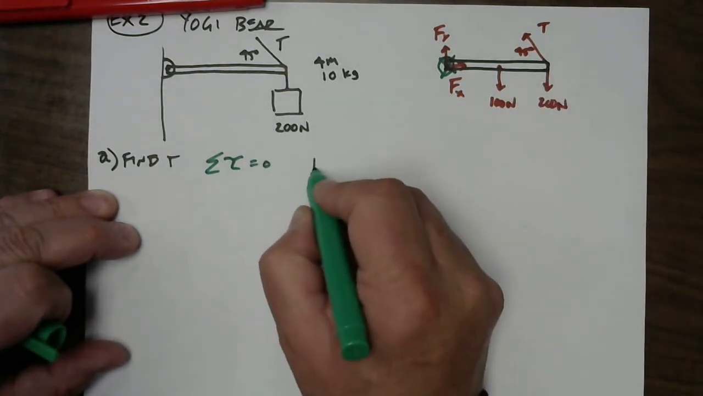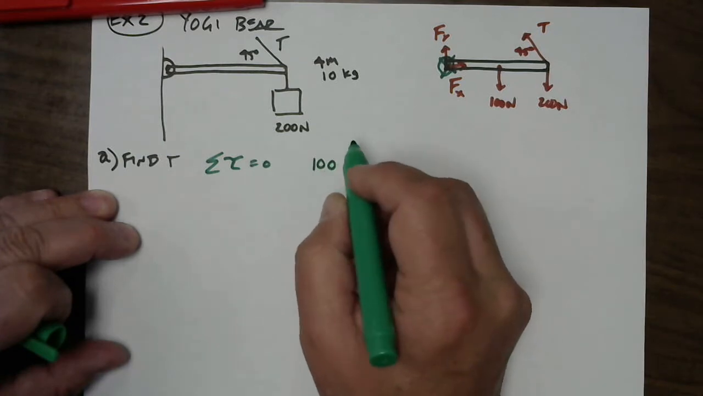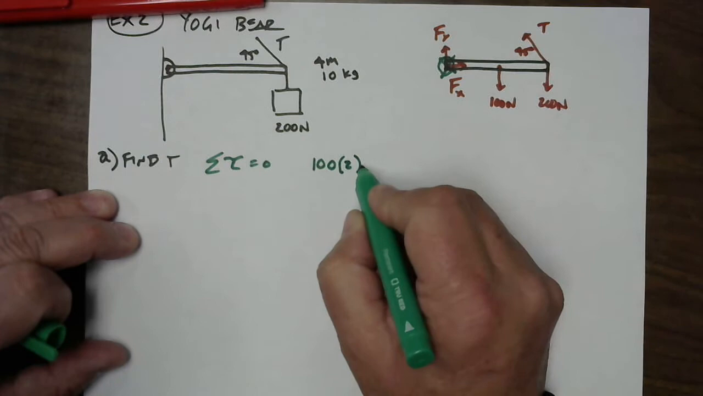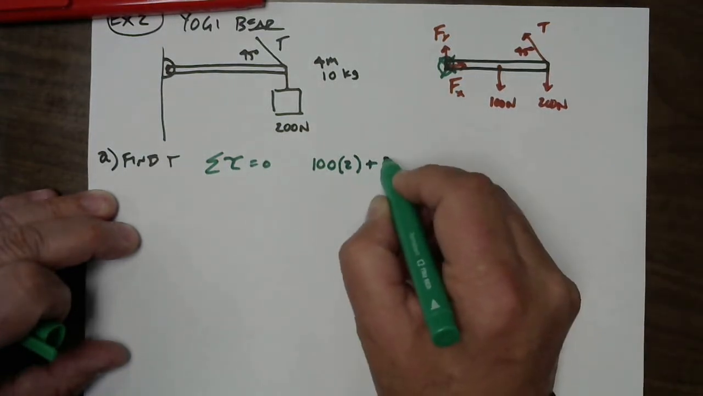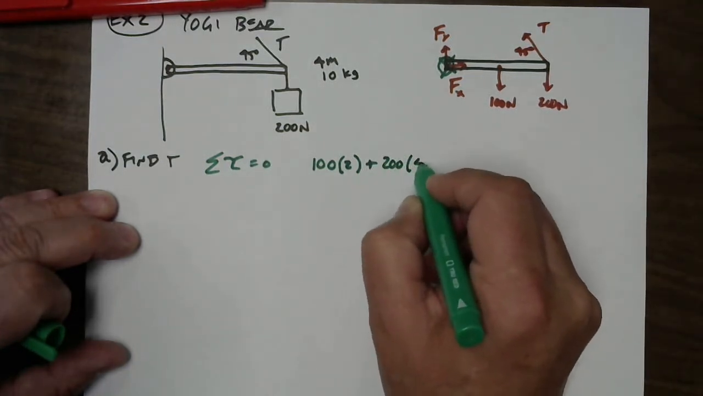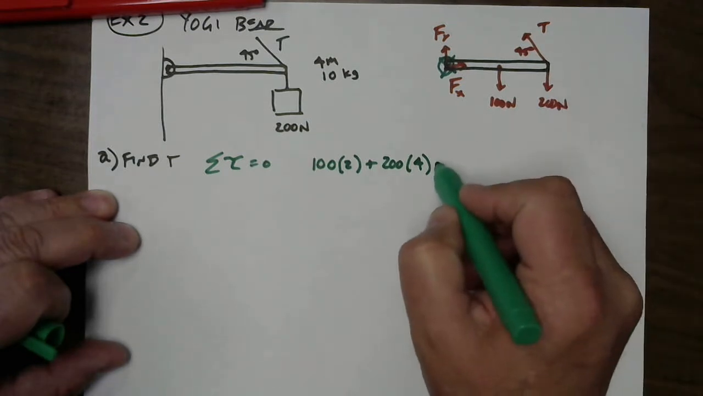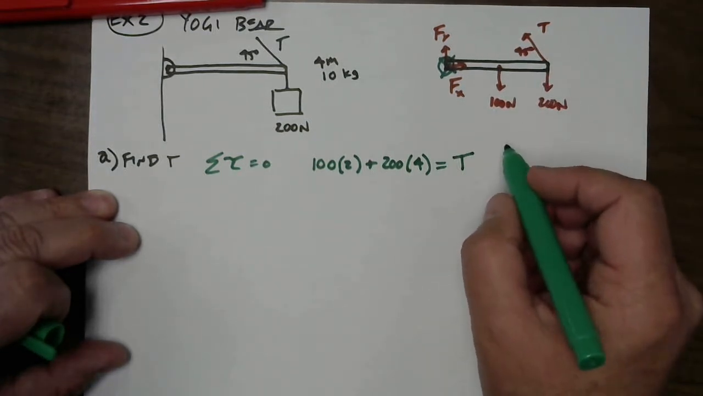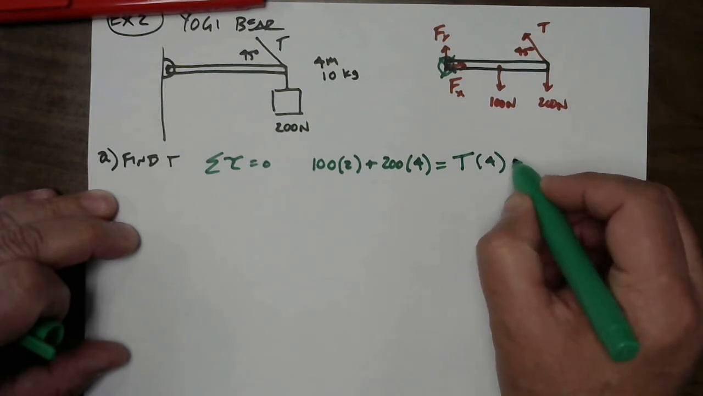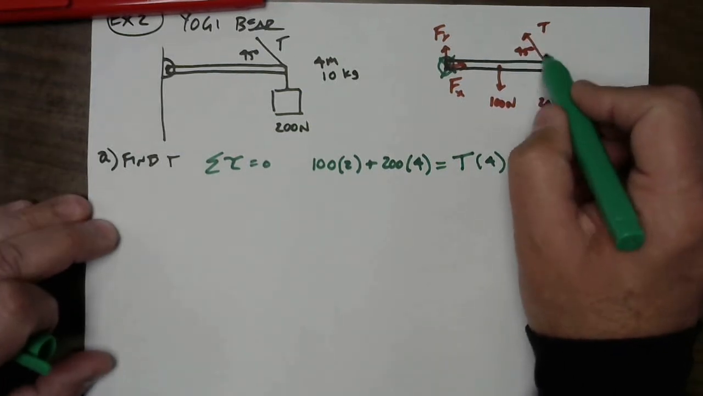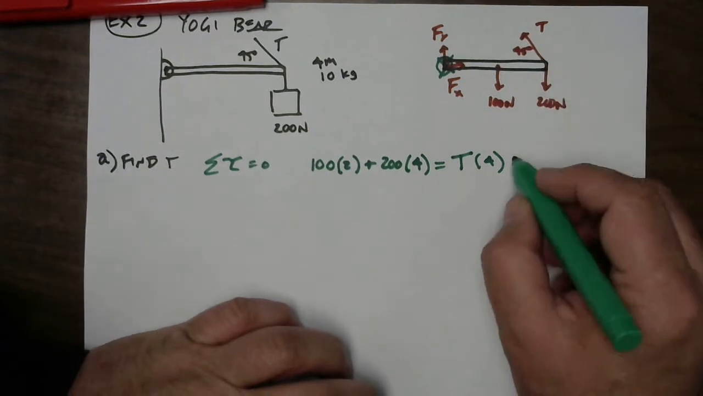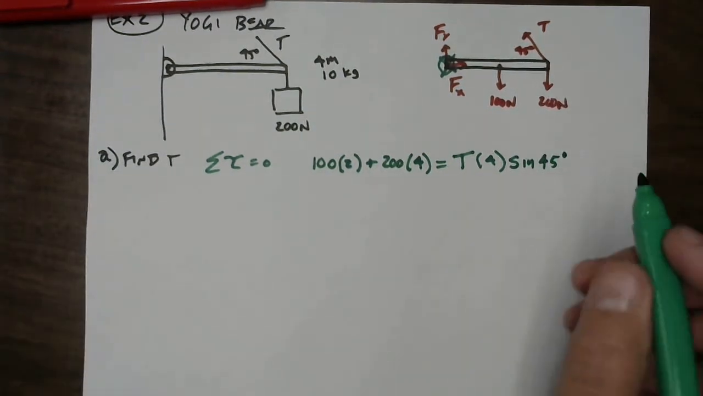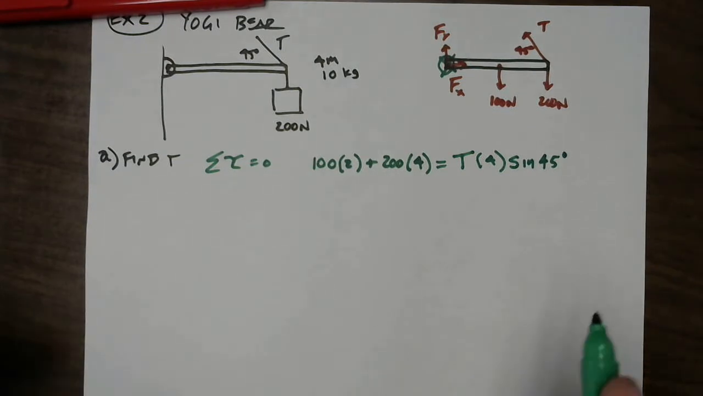Clockwise torque, 100 newtons times 2 meters away. Clockwise torque from this guy, 200 newtons times 4 meters away. And counterclockwise torque from this guy, T times 4. Now we need to figure out the component of T that's perpendicular, and that's going to be the sine of 45 degrees. Actually, when you're using 45 degrees, you're immune from a bad choice, but let's be realistic.